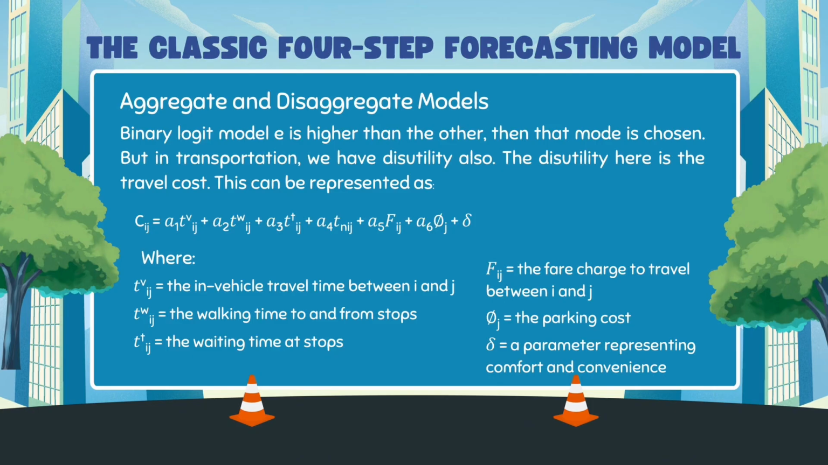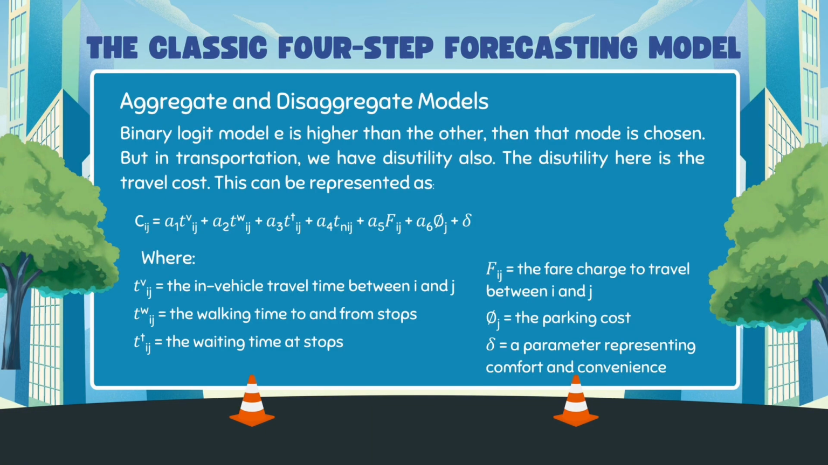If the utility of one mode is higher than the other, then that mode is chosen. But in transportation, we have this utility also. Here is the travel cost, and this can be represented as, so you can see in the presentation the formula and also the notation. C subscript ij is equal to a sub 1 t raised to v subscript ij and so on, plus the delta.